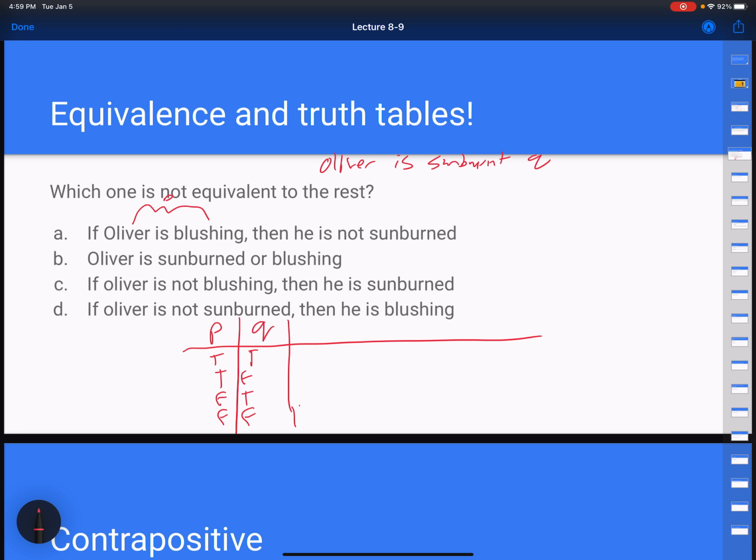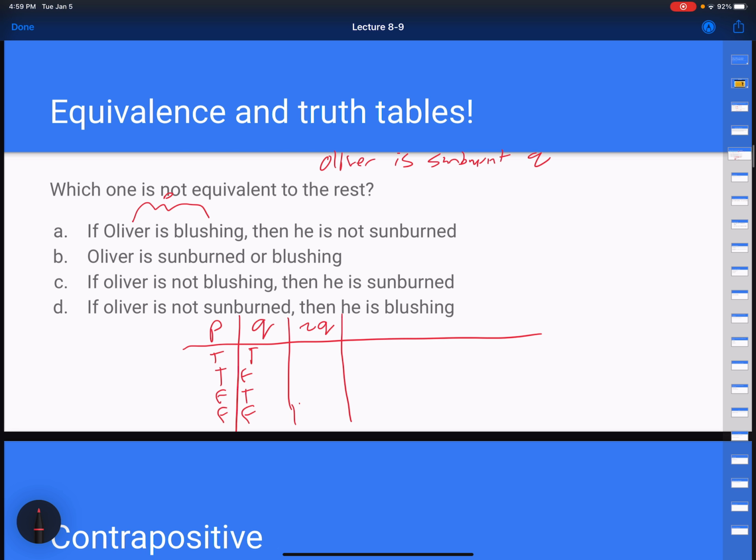And in our first one, we have not Q, this is not sunburned, which gives me false, true, false, true. And our question, our A, is a conditional. It's if P, then not Q.